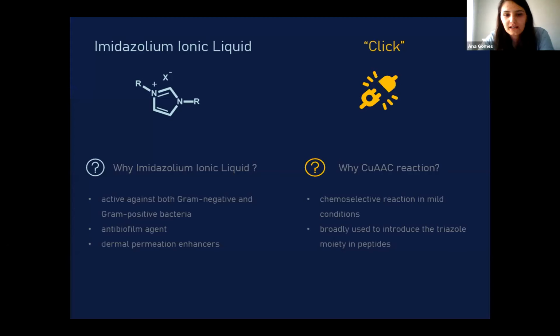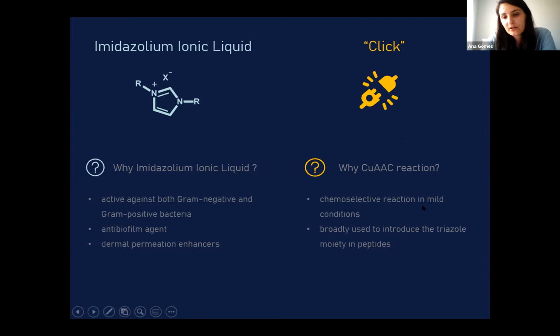And you may be thinking, why an imidazole ionic liquid, and why through click chemistry? The imidazole ionic liquids were earlier reported with broad spectrum activity against gram-positive and gram-negative bacteria, and also as an antibiofilm agent that could enhance the activity of our chimeric peptide. And because imidazoles were reported as dermal permeation enhancers, they are really appealing for the topical application we want.